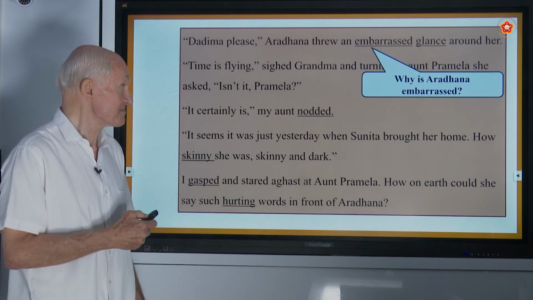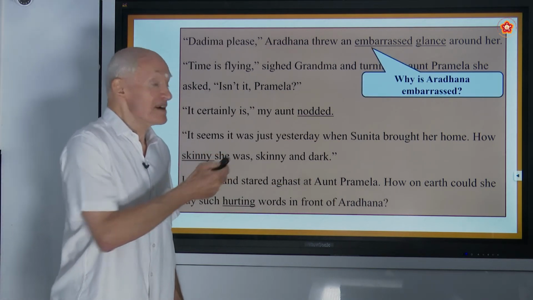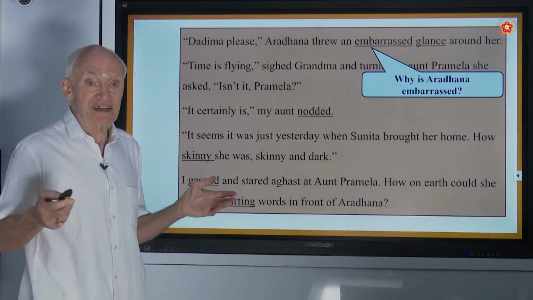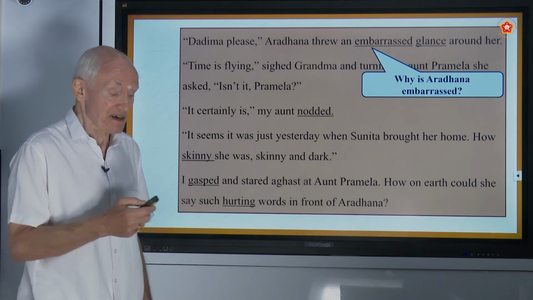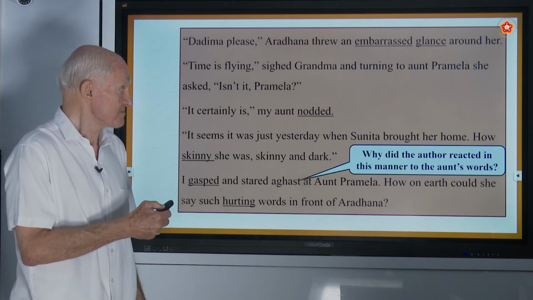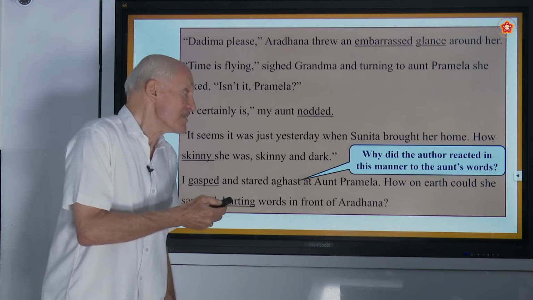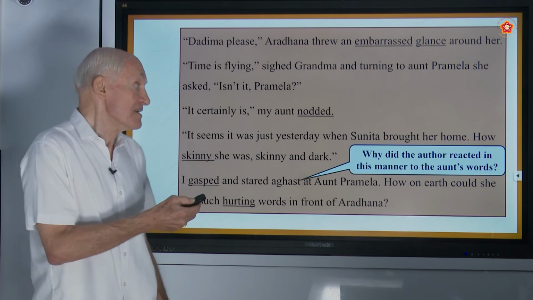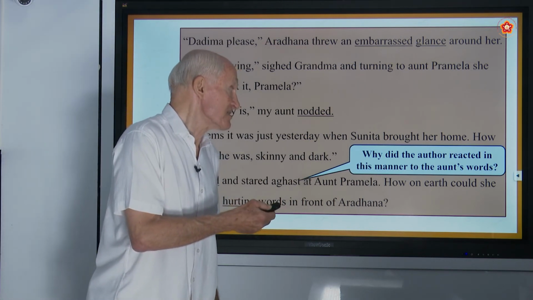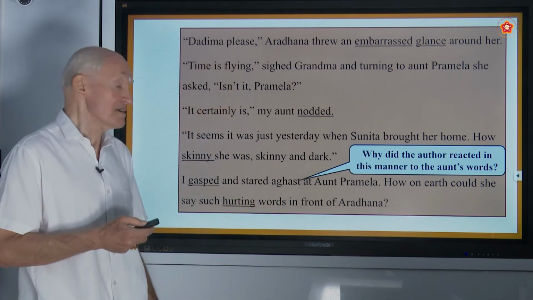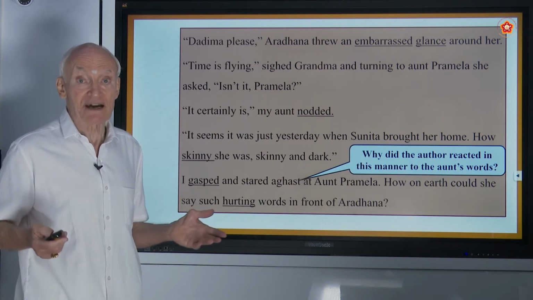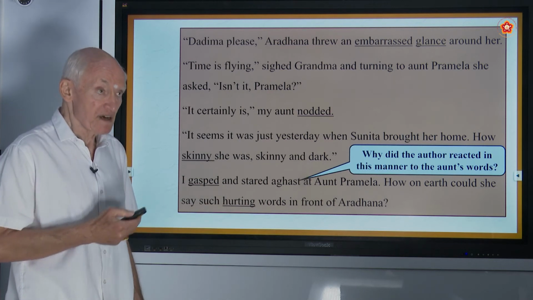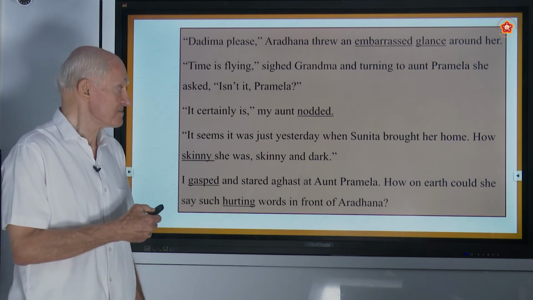It's not nice. Why is Ardna embarrassed? Because she's only 17, almost 18, but she's not thinking about marriage yet, and she doesn't like to talk about it right now. And why did the author react in such a manner to the aunt's words? Because they were not kind words. And this is a special event where Ardna should be supported by her family. The sister was just aghast.